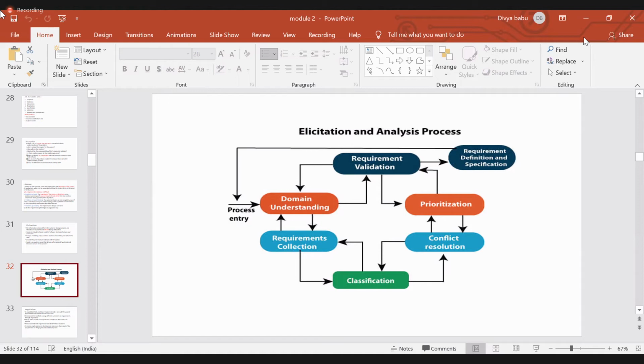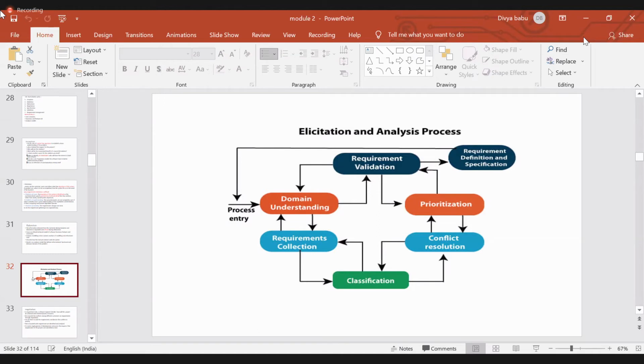For prioritization, there are some particular rules. If it is a must-have requirement, you should include it in the current phase. If it is could-have or would-have, based on that, you can postpone those requirements to the coming cycles. So that is the prioritization process, and all these processes are interrelated, continuous, and cyclic in nature. So that is the elicitation analysis process.